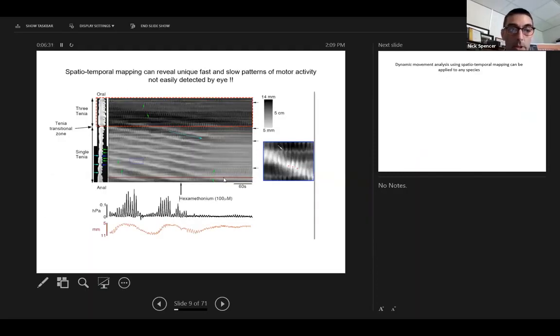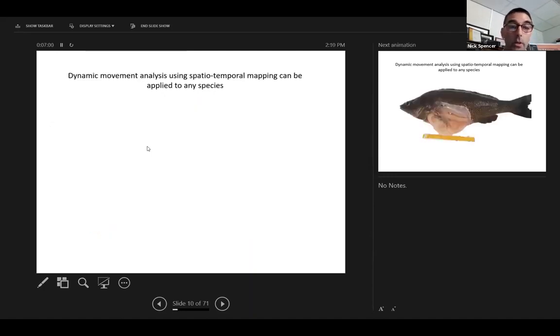So this is a still image of a spatiotemporal map, and all I wanted you to see from this was those little fast contractions that you could see in the video before. Those are these little white bands we call ripples, that look like ripples on a beach. And then there was a slower pattern which you wouldn't be able to detect with the naked eye, these slow propulsive contractions which sweep down the gut. When we paralyze the nervous system with hexamethonium, they terminate. This is a paper we published about 10 years ago.